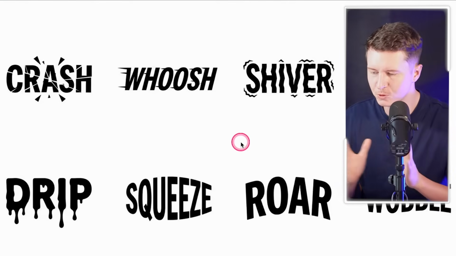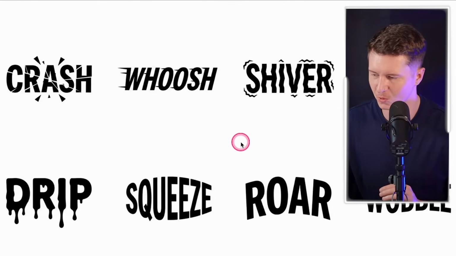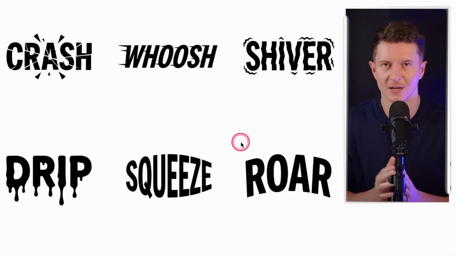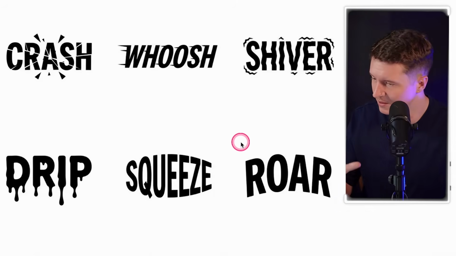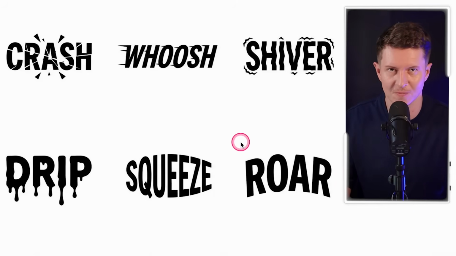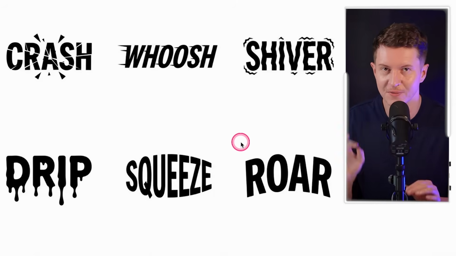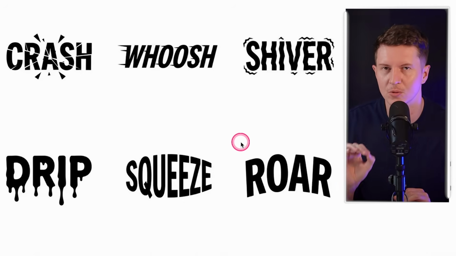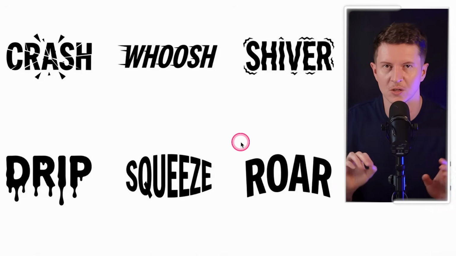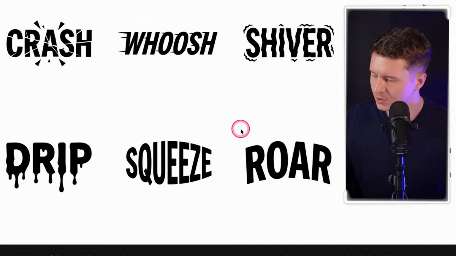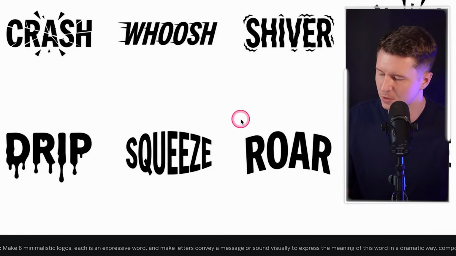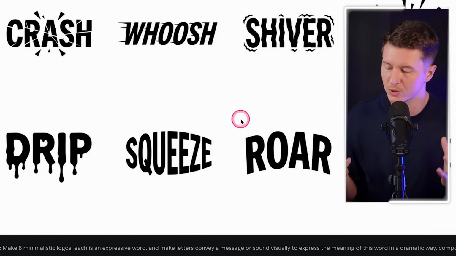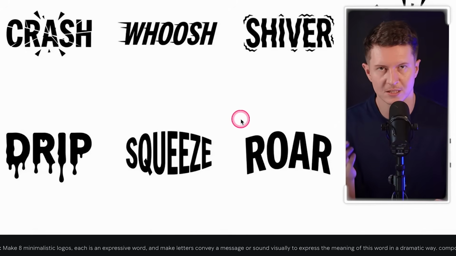But what I'm most impressed with is this example. And as a graphic designer, this absolutely blows my mind, because with just one single prompt, now this image was not generated with 8 separate images and put together. This is one single prompt creating 8 individual logos in one go. And that prompt was: make 8 minimalist logos. Each is an expressive word, and make letters convey a message or sound visually to express the meaning of this word in a dramatic way.